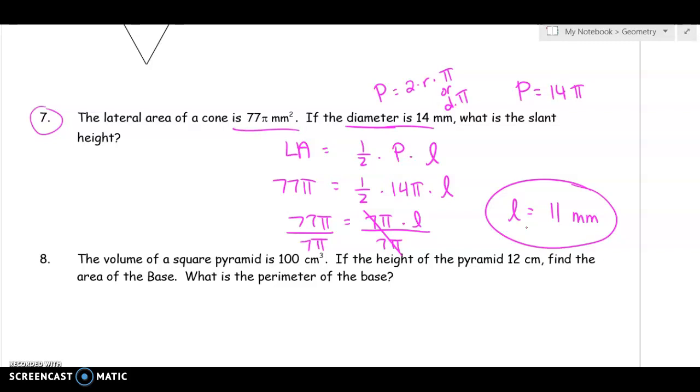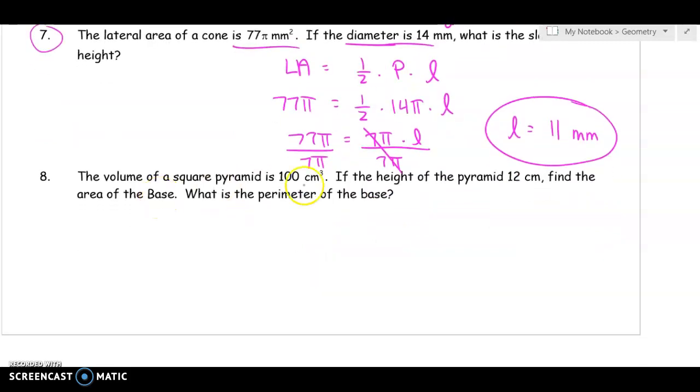All right. For number 4, same idea. Number 8, same idea. The volume of a square pyramid is 100 cubic centimeters. If the height of the pyramid is 12, find the area of the base. What's the perimeter of the base? So volume of a pyramid. Okay, the volume of a pyramid is 1/3 times the area of the base times the height. We know the volume's 100. Area of the base we don't know yet, but the height we do know. It's 12. So 1/3 times b times 12.